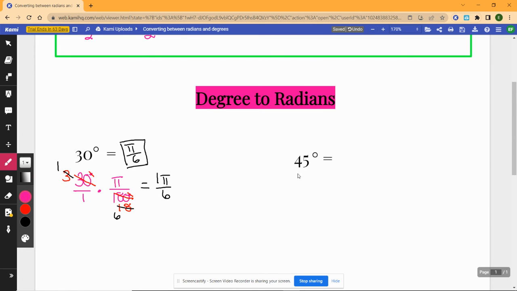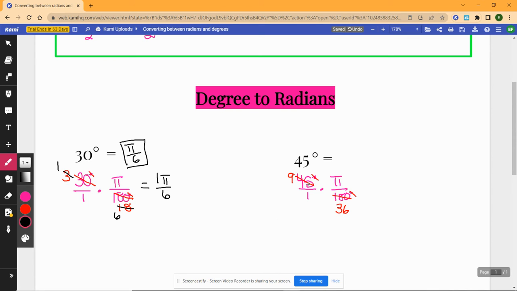45 degrees. Again, I'll put that over 1, and I'm going to multiply by pi over 180 degrees. The goal is that in this first step the degrees cancel each other out, and then we're looking for a common factor. Since I have a 5 as a last digit and a 0 as a last digit, I know 5 is a factor of both. 5 goes into 45 9 times. 5 goes into 180 36 times.